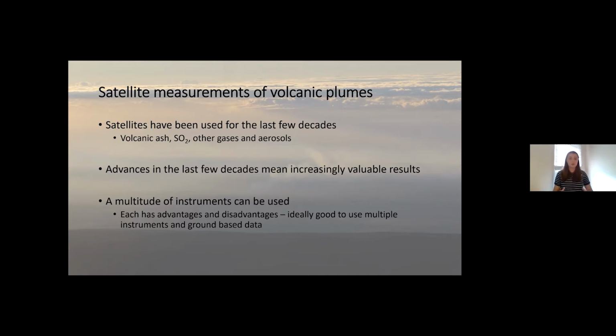There's geostationary instruments that are getting coverage up to every 5 minutes of a disk. And there's also polar orbiting satellites which obtain information sort of a couple of times a day. There's also instruments that are using different parts of the electromagnetic spectrum, so particularly the UV, infrared, and also visible imagery is used. And ideally, we want to use multiple instruments and ground-based data, if it's available as well, to get a full picture of different volcanic plumes. And that's because each of these instruments and each method that's used to extract data has advantages and disadvantages.